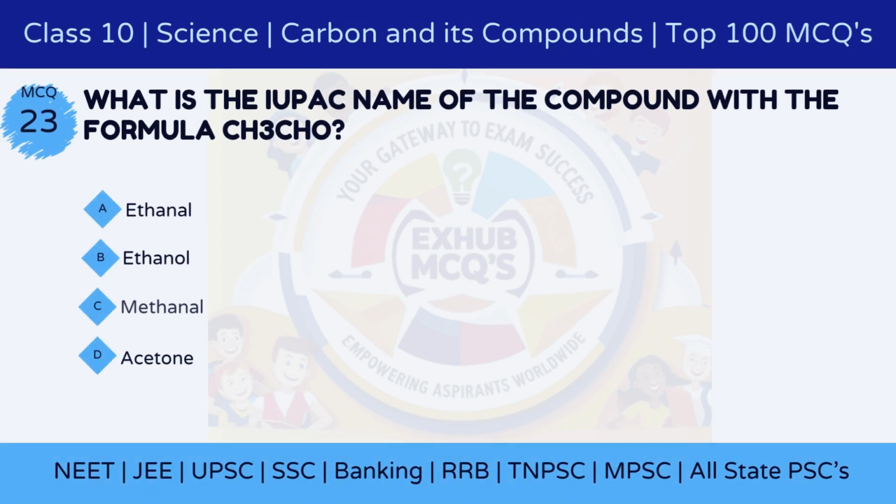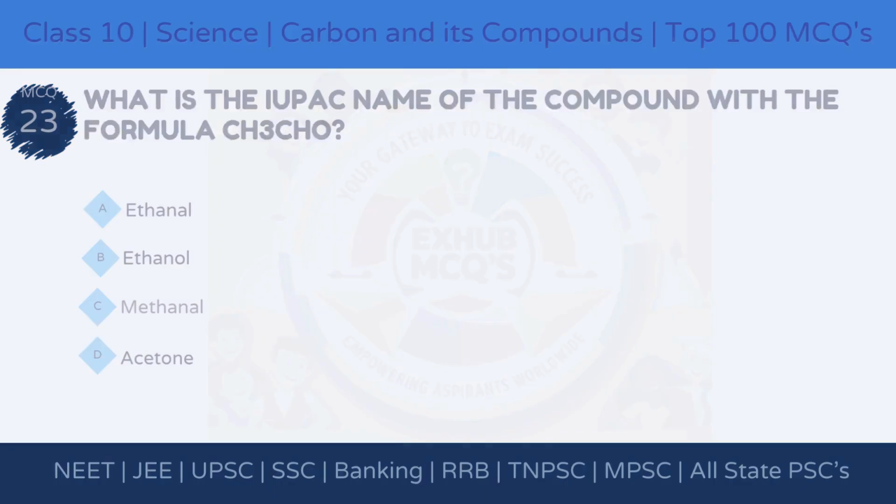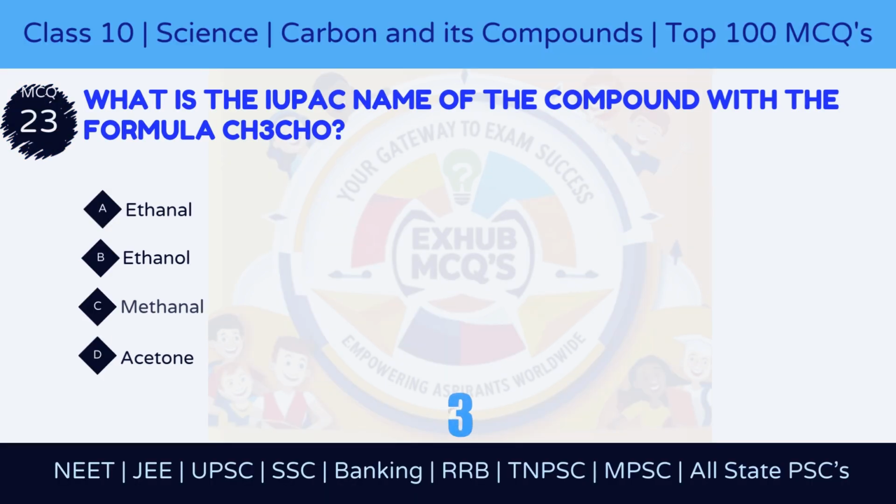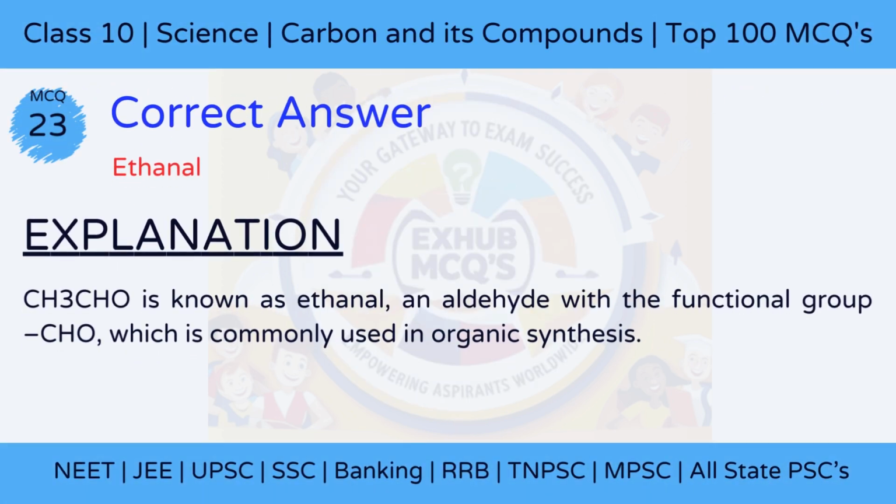MCQ 23. What is the IUPAC name of the compound with the formula CH3CHO? Option A, ethanol. Option B, ethanol. Option C, methanol. Option D, acetone. The correct answer is option A, ethanol. Explanation. CH3CHO is an aldehyde called ethanol, which contains the functional group CHO. It is commonly used in organic synthesis and chemical industries.